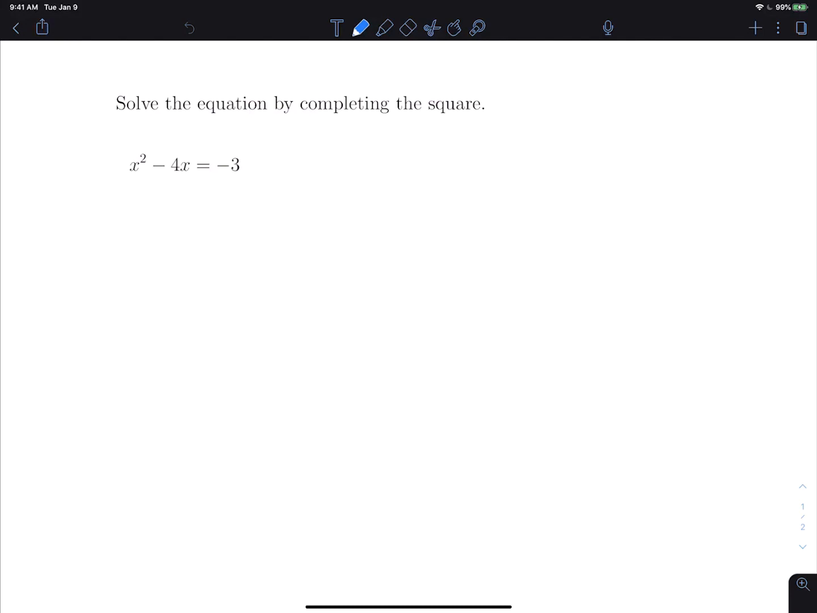Hello. In this video, we're going to solve the equation by completing the square. The equation is x squared minus 4x equals negative 3.